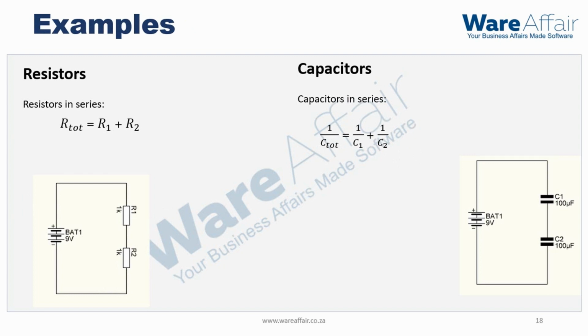For resistors connected in series, the total resistance is the sum of all resistors in the circuit. For capacitors connected in series, we use the formula shown on the screen, and the total will be a factor of each of the capacitors.